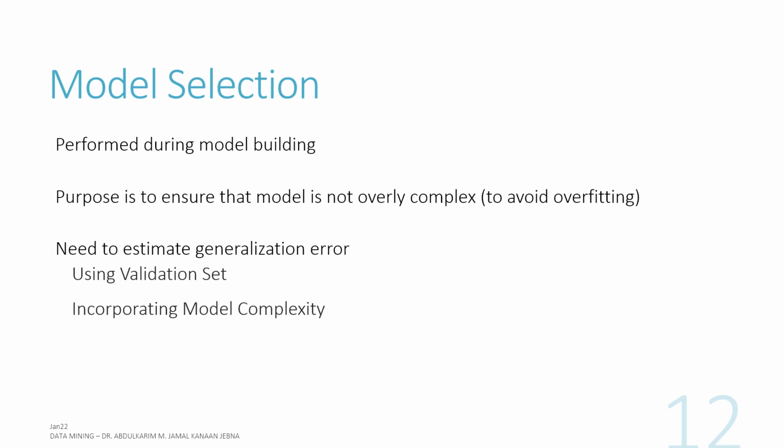Now we come to model selection. Model selection is the process which will determine which model is better during the model building. As the algorithm is working, we might have several options of models that are being built, and we are interested to know which model is a good choice to consider during the learning process. The objective of this process is to try to avoid overfitting, and we do that by estimating the generalization error, which can be done by either using a validation set or incorporating model complexity while we are calculating the error.